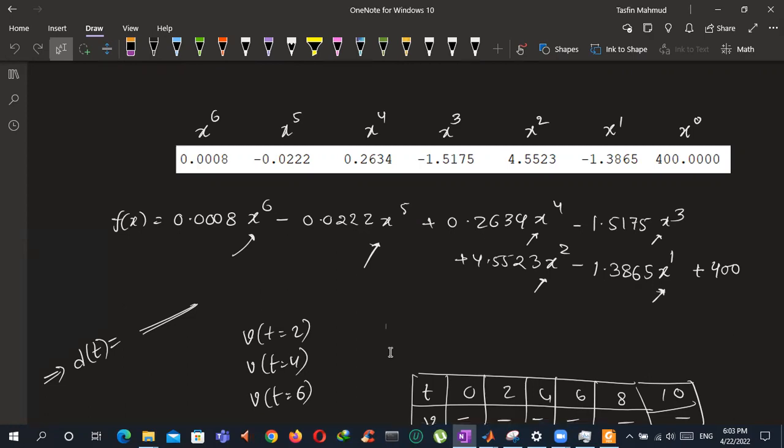Hopefully in case of bisection or false position, there won't be any repeated roots or multiple roots.